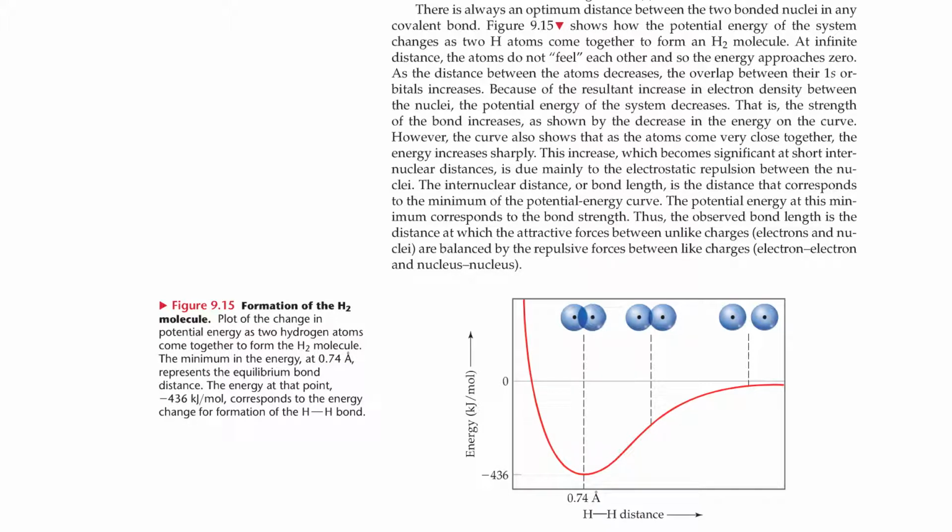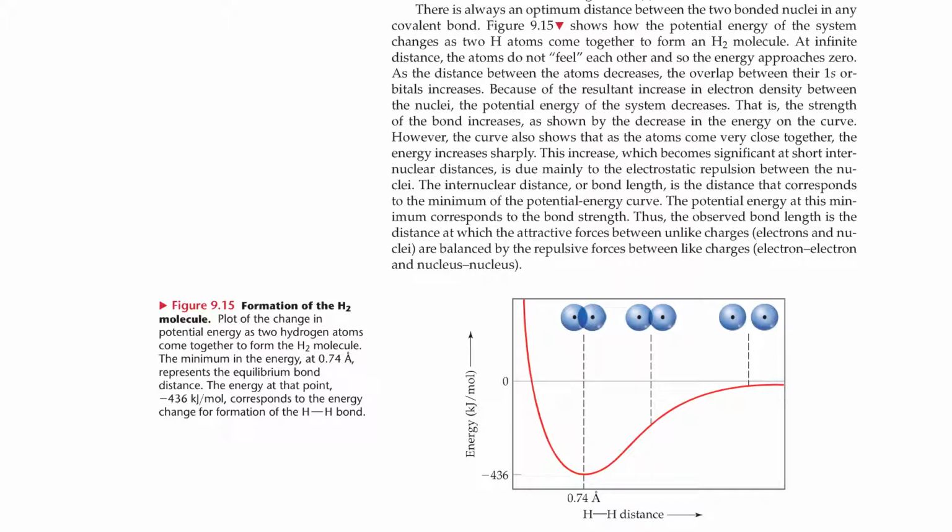There is always an optimum distance between two bonded nuclei in any covalent bond. Figure 9.15 shows how the potential energy of the system changes as two hydrogen atoms come together to form a hydrogen molecule. At infinite distance, the atoms do not feel each other, and so the energy approaches zero. As the distance between the atoms decreases, the overlap between their 1s orbitals increases. Because of the resultant increase in electron density between the nuclei, the potential energy of the system decreases. That is, the strength of the bond increases, as shown by the decrease of energy in the curve.